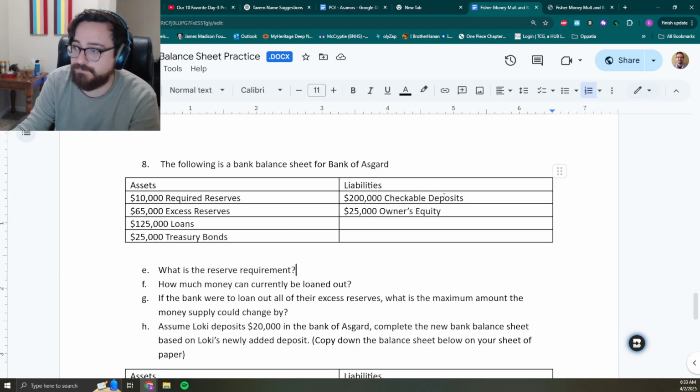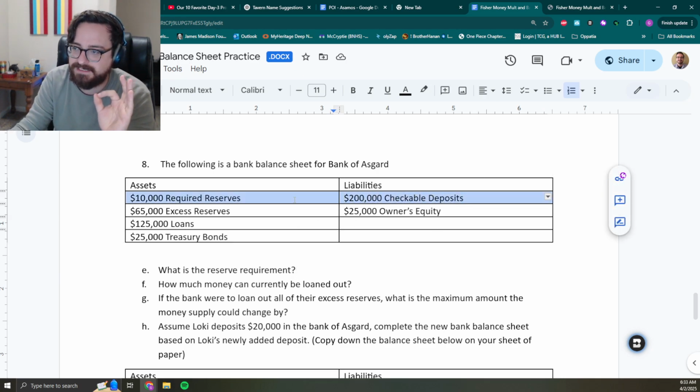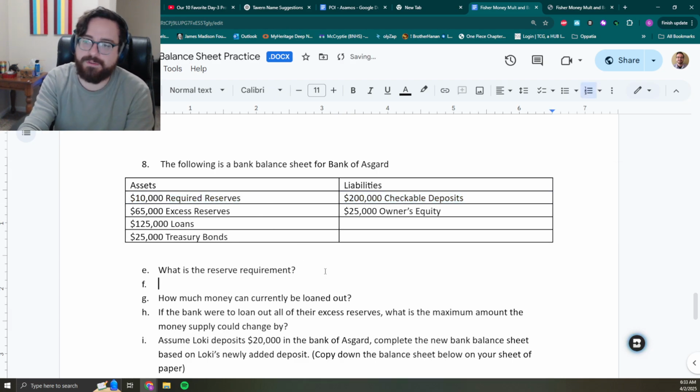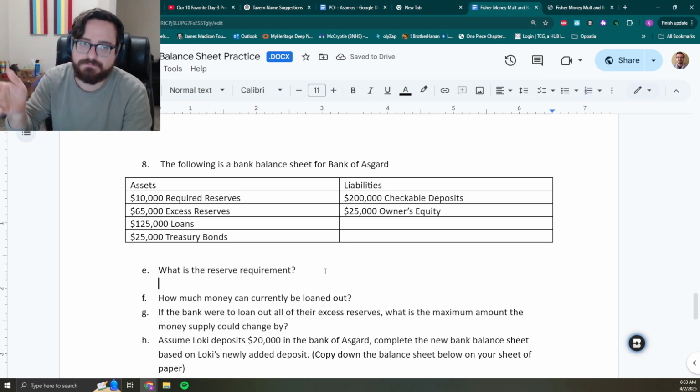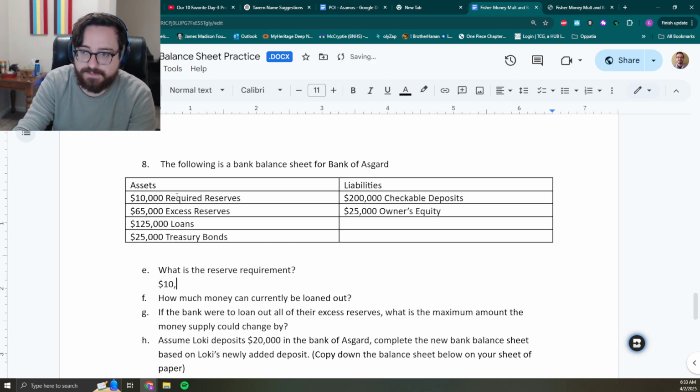What is the reserve requirement? Again, the reserve requirement is the percentage of deposits the bank has to hold on to. So I'm just reading this first line here. They love opening with this question on a balance sheet. It's not every time, but it's a classic because it's a very easy question to ask at the start of the FRQ with a balance sheet, which there are a good number of. So what's the reserve requirement? Okay, 10,000 over 200,000.